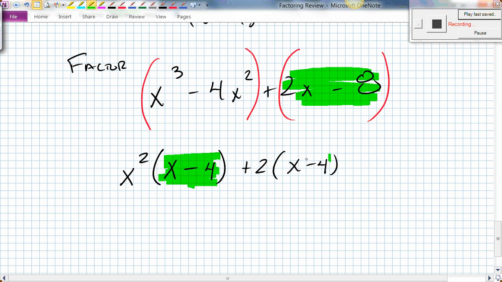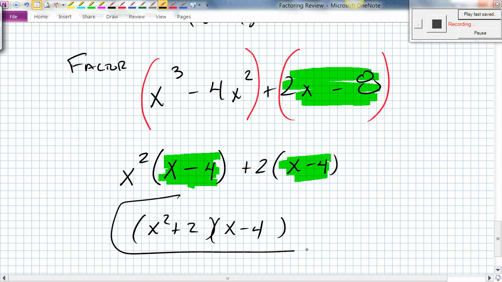Do you guys see this? If you have 2 binomial terms that are the same, you can factor them out. So that means I'm going to have an x minus 4 times what? X squared plus 2. You are done. And that is the right answer.